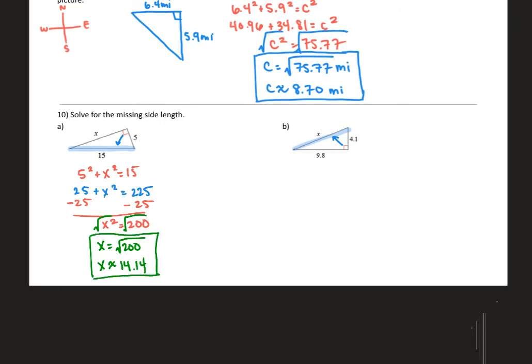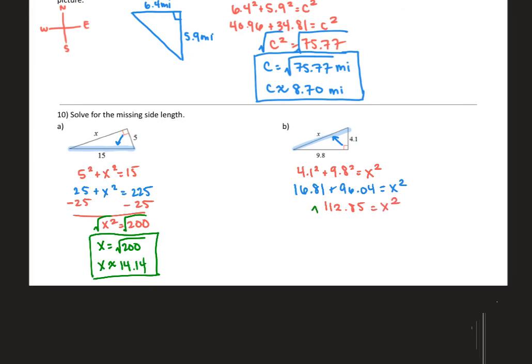Okay, part B. Again, Pythagorean theorem. 4.1 squared plus 9.8 squared equals x squared. And now we're going to square. So 4.1 squared is 16.81. Then 9.8 squared is 96.04. Then we're going to add. So 16.81 plus 96.04 is 112.85.